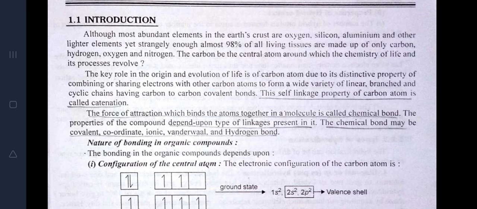unique property of combining and sharing electrons with other carbon atoms to form a wide variety of linear, branched and cyclic chains having carbon to carbon covalent bonds. The self-linkage property of carbon is called catenation. The force of attraction which binds the atoms together in a molecule is called a chemical bond. The properties of the compounds depend upon the type of linkage present in it. The chemical bond may be covalent, coordinate, ionic, van der Waals and hydrogen bond.